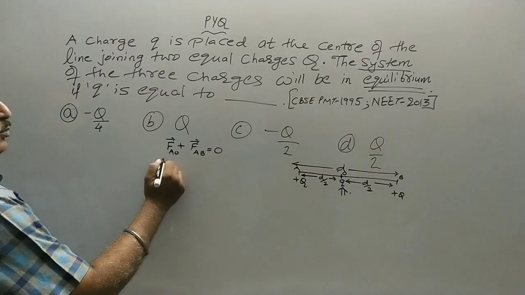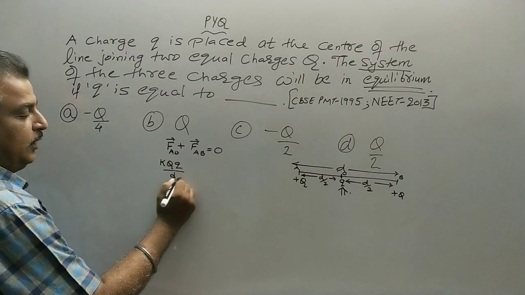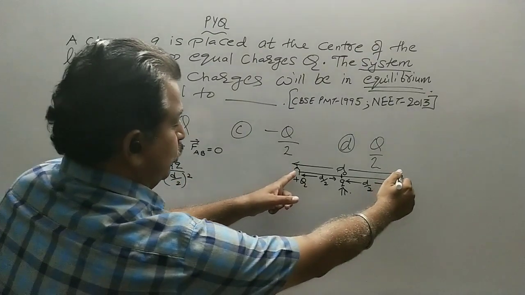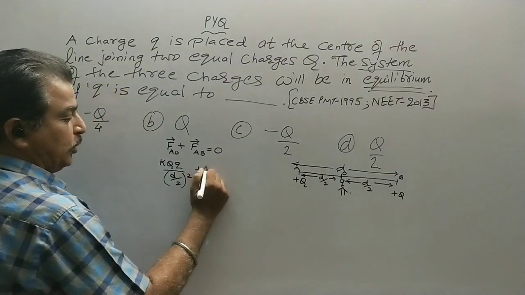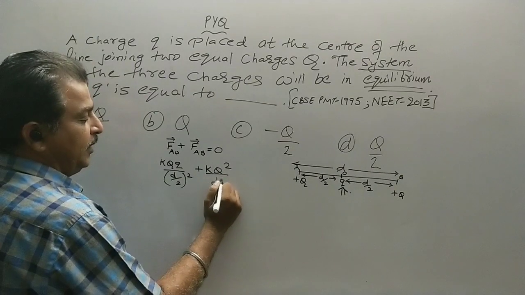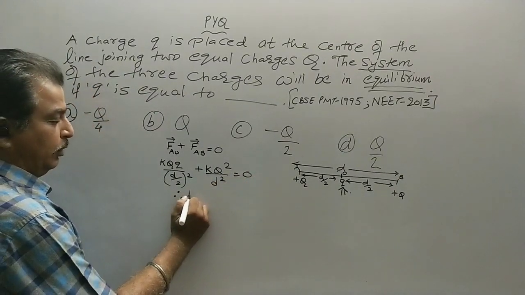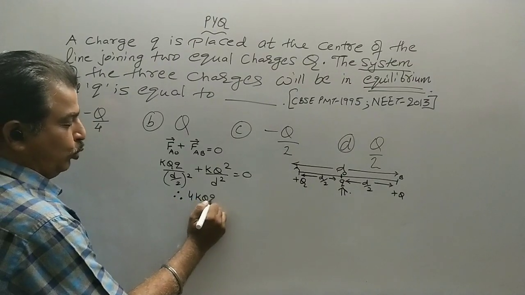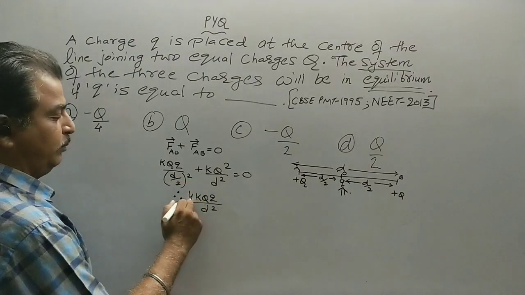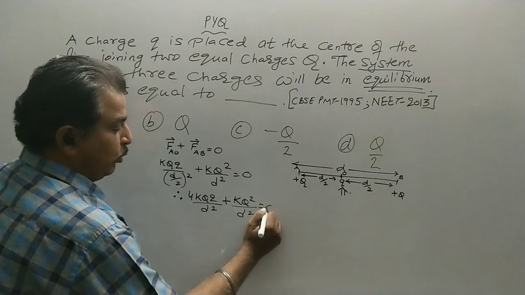Now we apply Coulomb's law. So this value is K Q q upon (d by 2) whole square. And now the Coulomb's law between point A and B. So K Q Q, that is Q square upon d square, plus this equals 0. Therefore 4 K Q q upon d square, this (d by 2) whole square, so it becomes 4, plus K Q square upon d square is equal to 0.